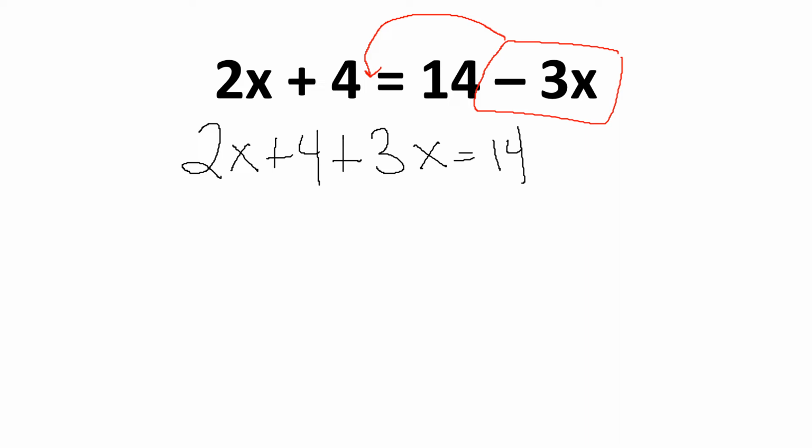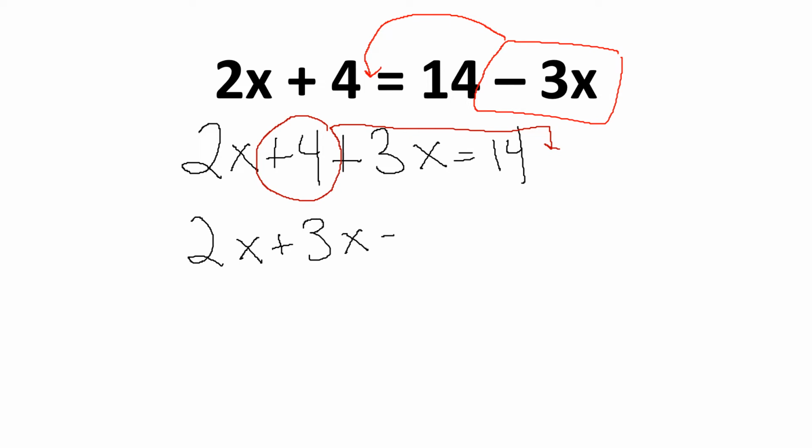Now I need to move my plus 4, my non-variable term, my term with no x's, over to the other guy who has no x's, okay? I'm not touching my 2x. I'm not touching my 3x. I'm not touching my equals 14, but I'm going to move plus 4 over the equal sign. When I do that, the operation changes, so it becomes minus 4.